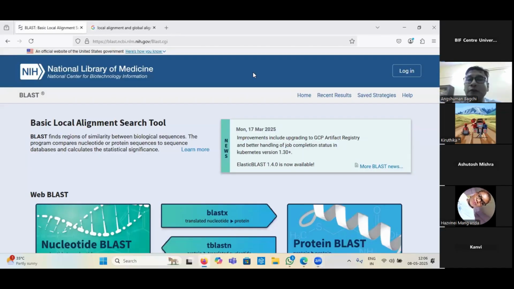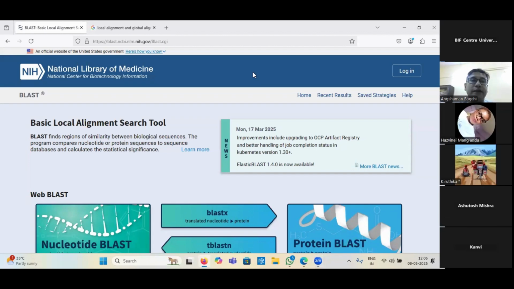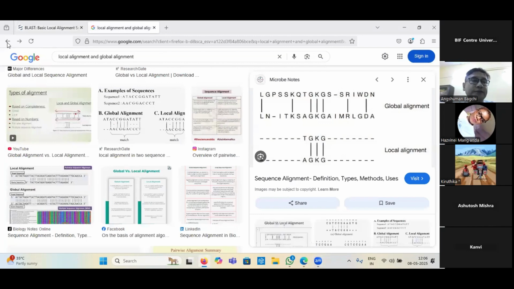So let me share my screen with all of you. The screen is visible, right? All of you can go to Google and just type local and global alignment. And you will get to see so many different types of alignments. Let me show you one of the alignments.